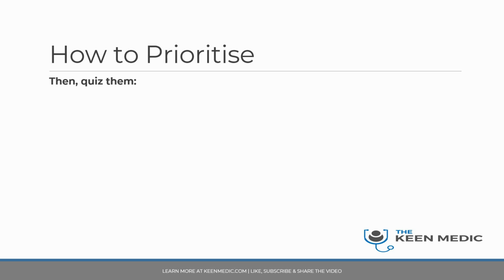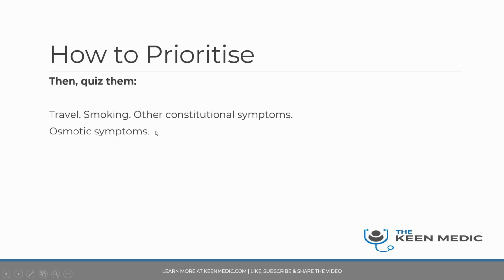So you need to then quiz them, okay? Ask them the right relevant questions that will point you towards your diagnoses. So travel, smoking, other constitutional symptoms. These are important for the big three, but also for things like TB and HIV. Osmotic symptoms for diabetes, so stuff like polyuria, polydipsia, weight loss. Okay, so weight loss is what we're talking about. So polyuria and polydipsia being the key features, and features of hyperthyroidism. So this would be stuff like having palpitations, diarrhea, skin changes, hair loss, tremors. Okay, so things like that.